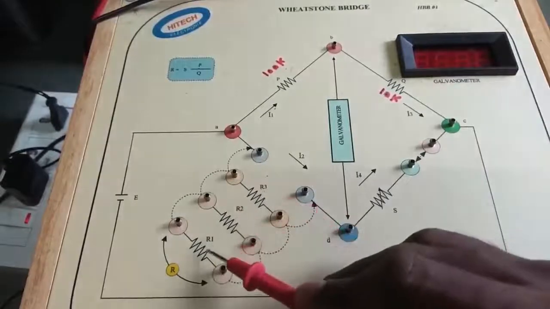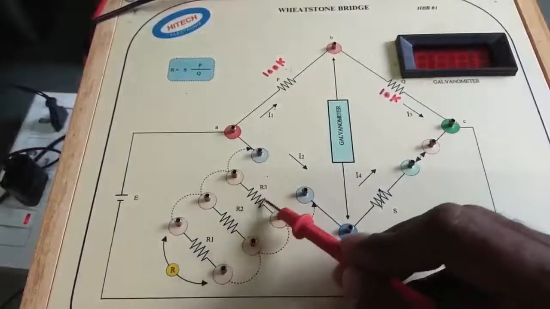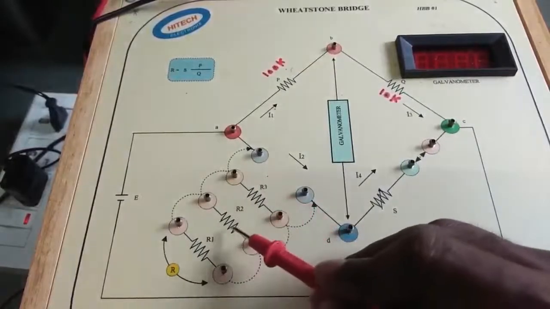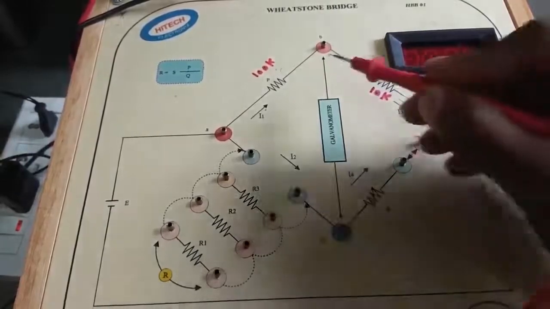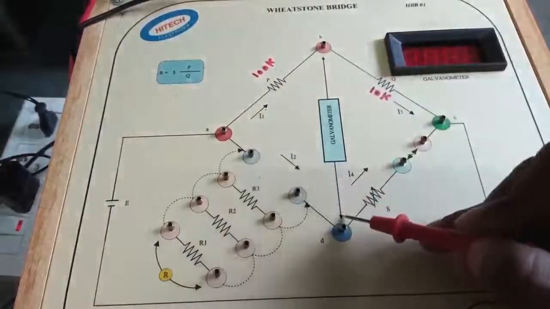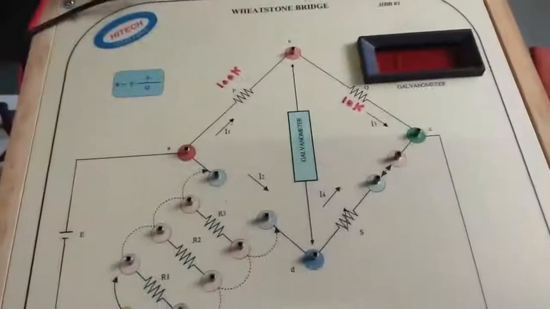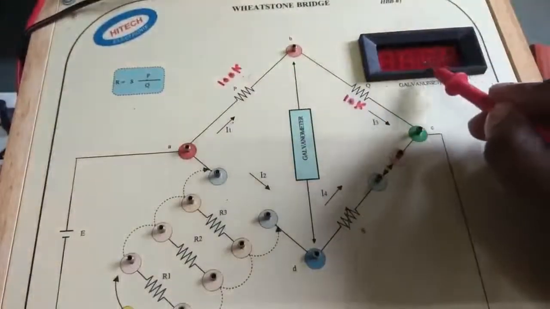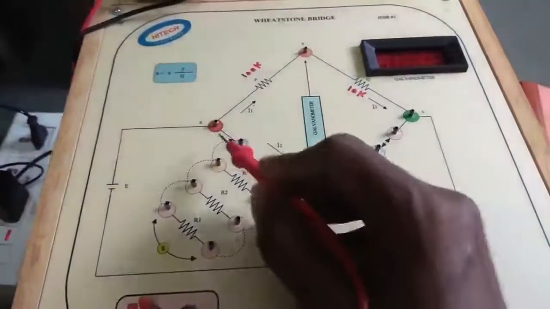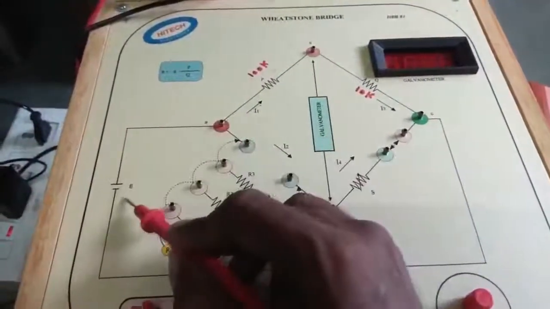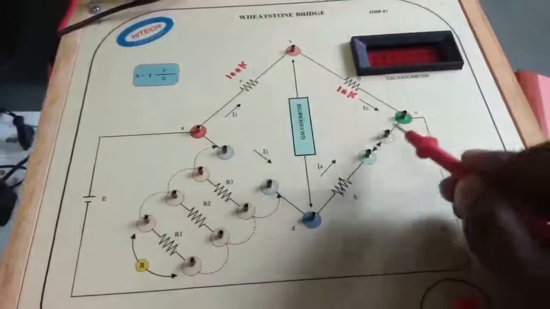We have three unknown resistors, and in this practical we will measure the values of these three unknown resistors by connecting the circuit. At this point the galvanometer is connected, a digital galvanometer. And here the battery source is connected between these two terminals A and C.